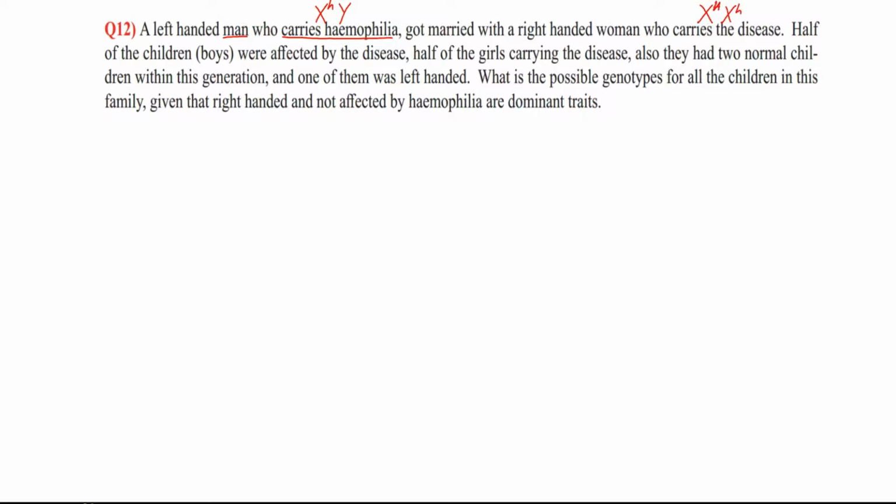Half of the children, boys, were affected by this disease. So affected boy like what? Like father. Half of the girls carrying the disease, and other had 2 normal children with this generation. One of them was left-handed. What is the possible genotypes for all the children in this family? Given that right-handed and not affected by hemophilia are dominant traits.